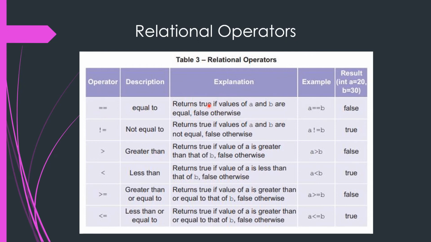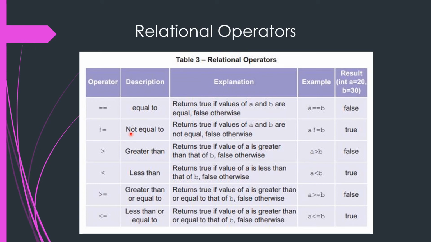If it is false, it returns false. So in the first case, equal to, it will return true when the values of a and b are equal. If we type a == b, with two equal signs indicating this relational operator of equal to, it indicates that the values of a and b should be the same. But here a is equal to 20 and b is equal to 30. So the two values are not the same, and hence it will return false.